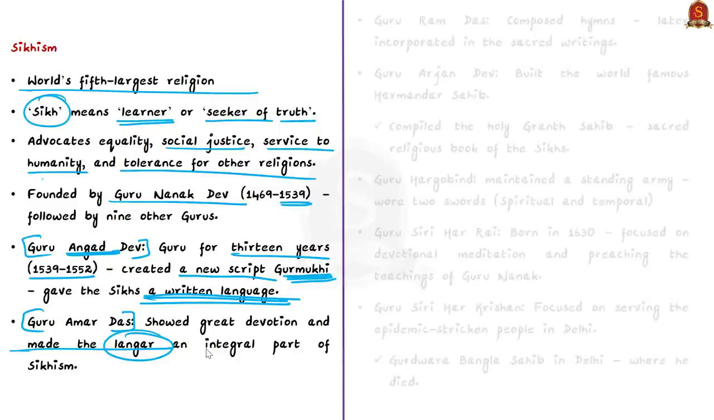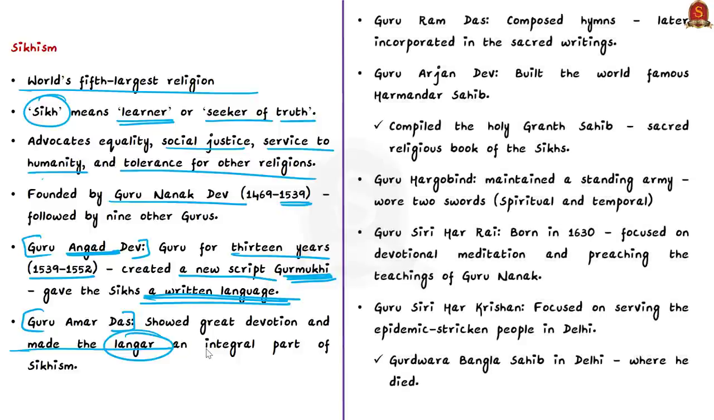Then Guru Ram Das Ji took over as the fourth guru. He composed hymns. They were later incorporated in the sacred writings related to Sikhism. Then Guru Arjan Devji became the fifth Guru. He built the world famous Harmandar Sahib, and this is popularly known as the Golden Temple in Amritsar. He also compiled a sacred religious book for the Sikhs called the Holy Granth Sahib.